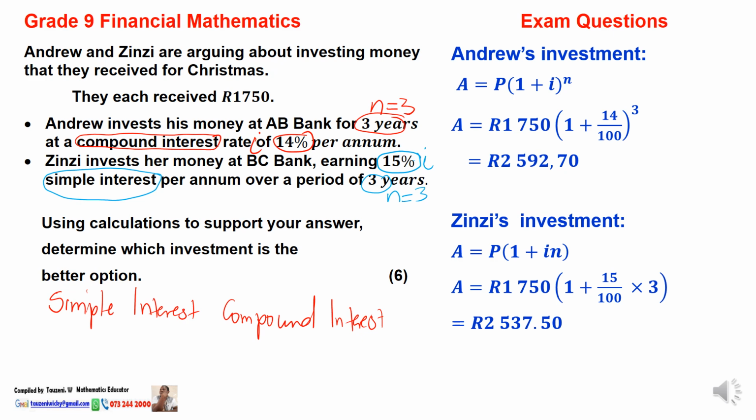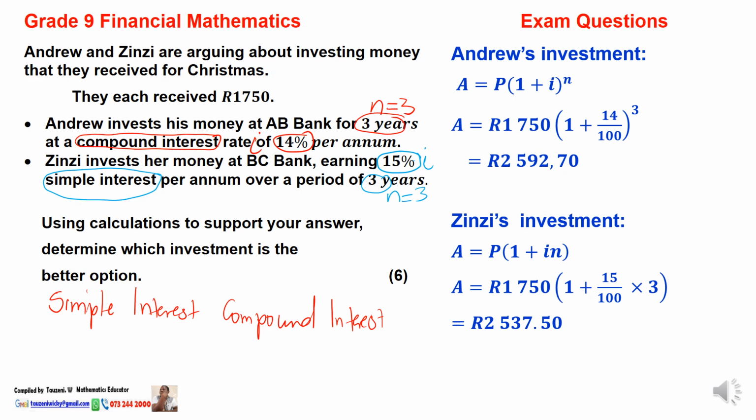Now, you need to determine which investment is a better option, Andrew's investment or Zinzi's investment. Now, this is an investment, so the better option is the one that offers more interest. So if we look at our two values, we notice that Andrew got more money than Zinzi, even though the difference is not very big, but the fact is that Andrew got more money than Zinzi. Therefore, Andrew's investment is better. That is our answer for this question.